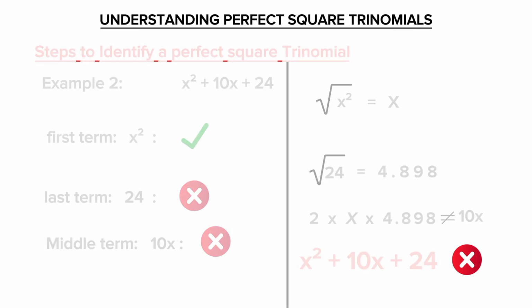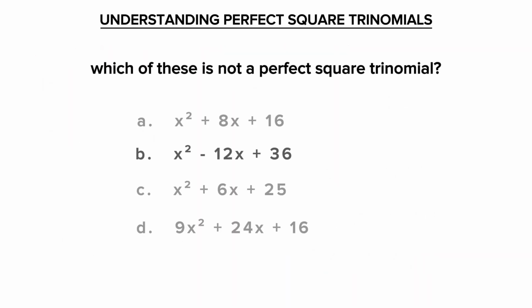Test your understanding. Which of these is not a perfect square trinomial? A. x squared plus 8x plus 16. B. x squared minus 12x plus 36. C. x squared plus 6x plus 25. D. 9x squared plus 24x plus 16.